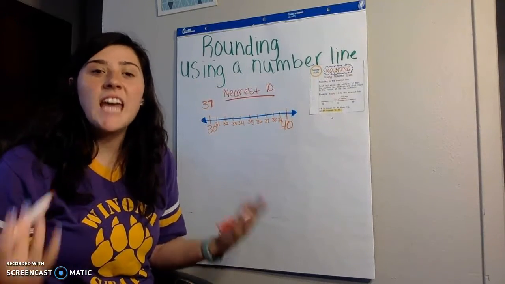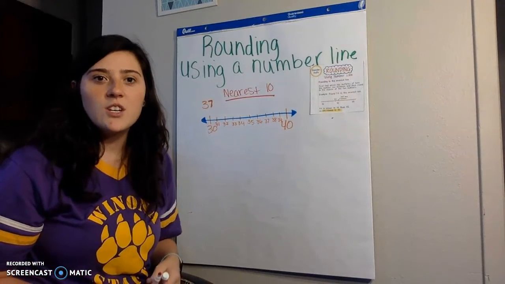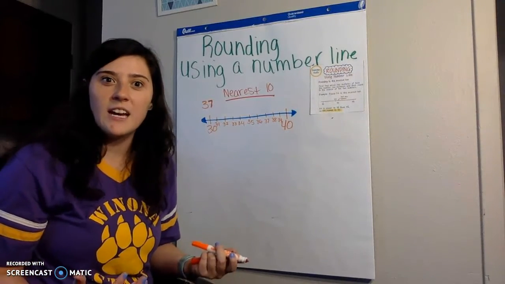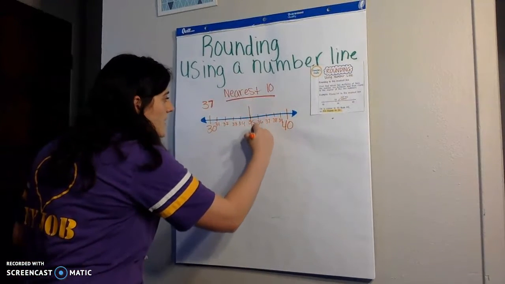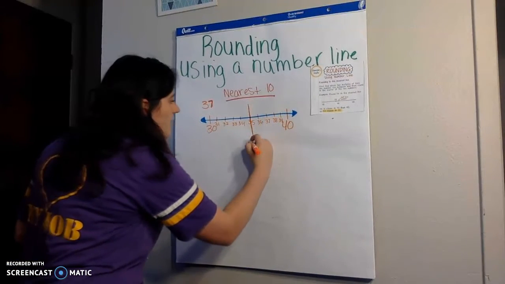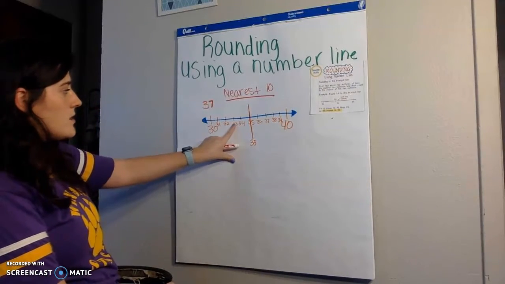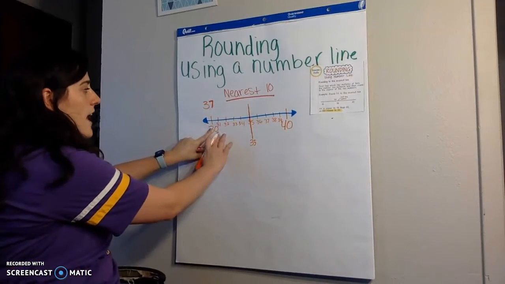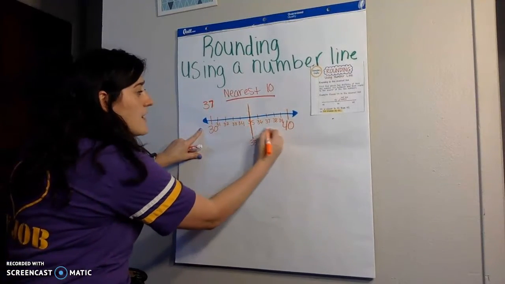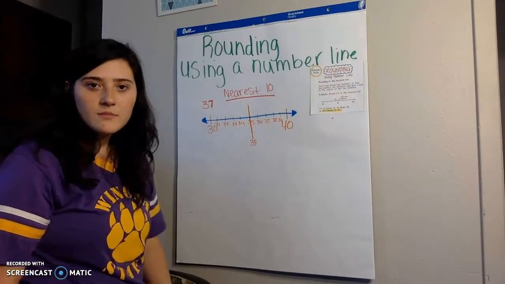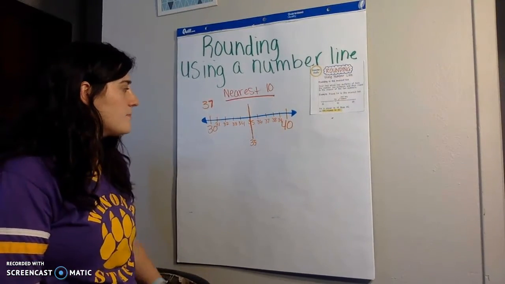So what's half of 10? Well, that's the same thing as saying 10 divided by 2. So what's 10 divided by 2? Well, 10 divided by 2 is 5. So I know my halfway mark is going to be 35. And if I want to check, I can see that I have 1, 2, 3, 4, 5 numbers on this side, and 1, 2, 3, 4, 5 numbers on this side. So I know that 35 is my halfway point.